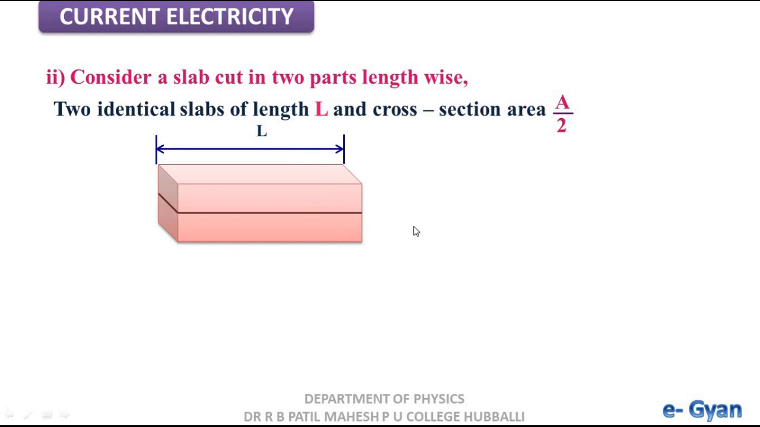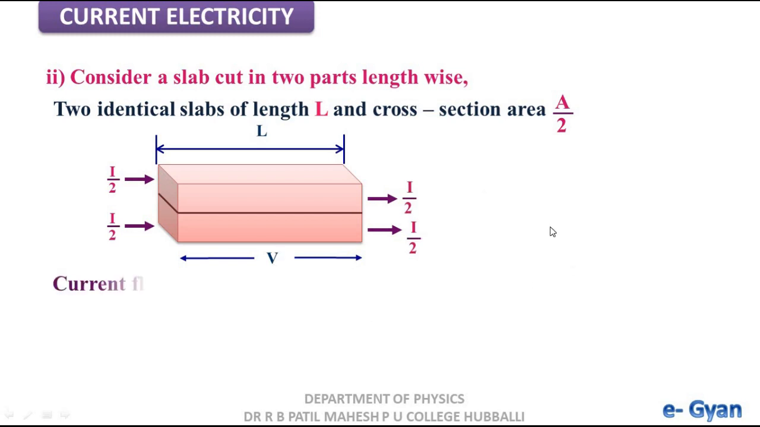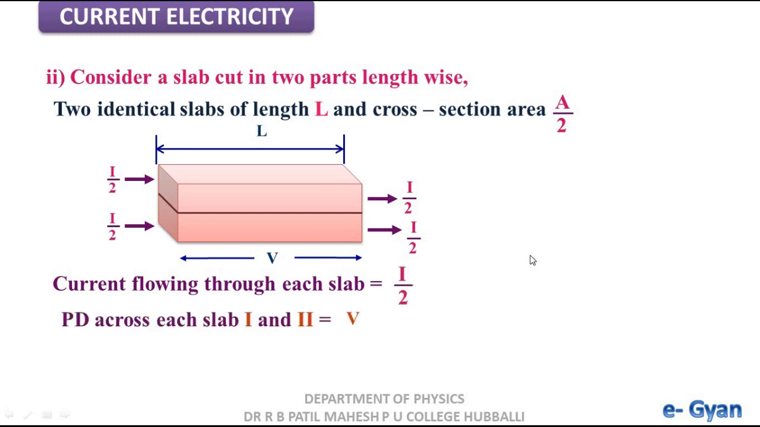Why I by 2? Because area is reduced and now the current is getting two paths, hence half of the current will flow through the upper rectangular slab and half the current will flow through the lower rectangular slab. Okay, now current flowing through each slab is I by 2. Potential difference across each slab is equal to V.